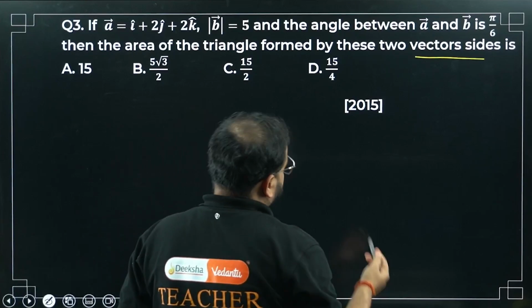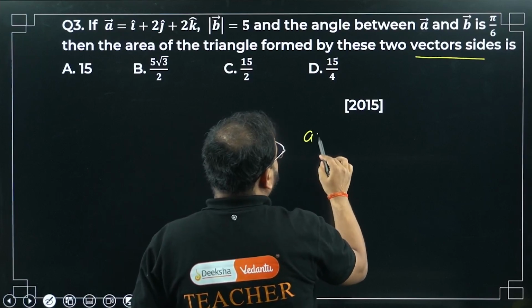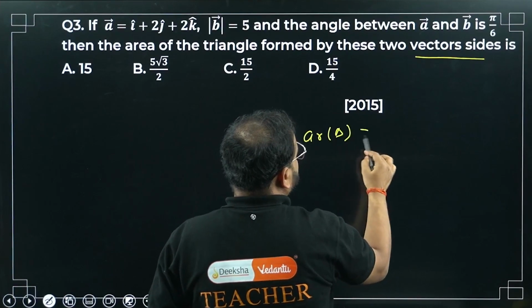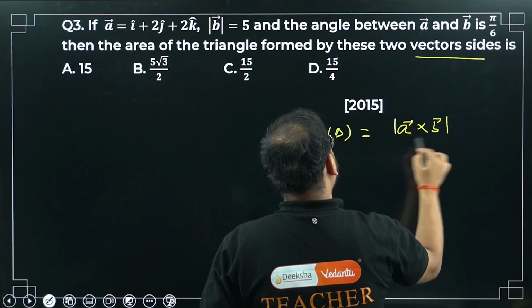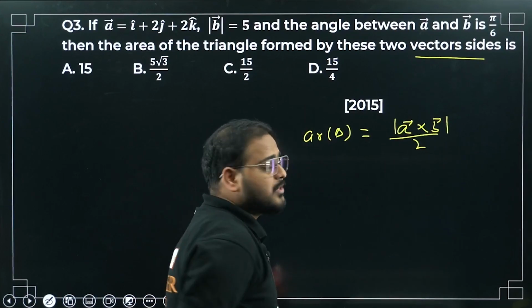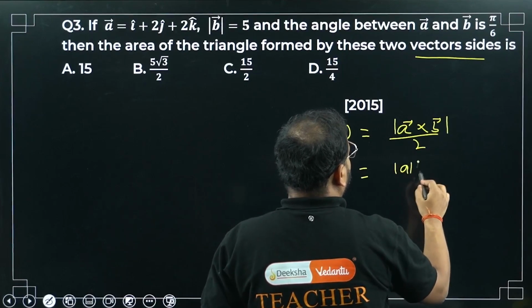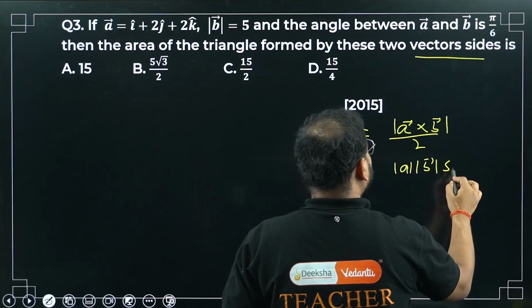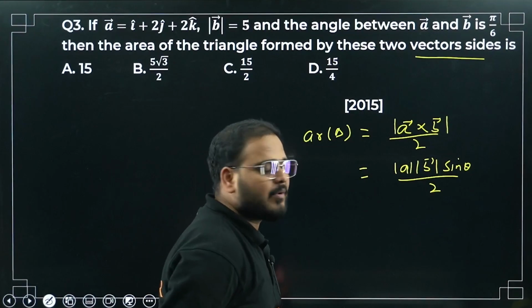Tell me here, bacha. If you remember, the area of a triangle was given by mod of A cross B divided by 2. Have a look, what's that going to be? So mod of a, mod of b, sine theta upon 2. That's the definition of the vector product.